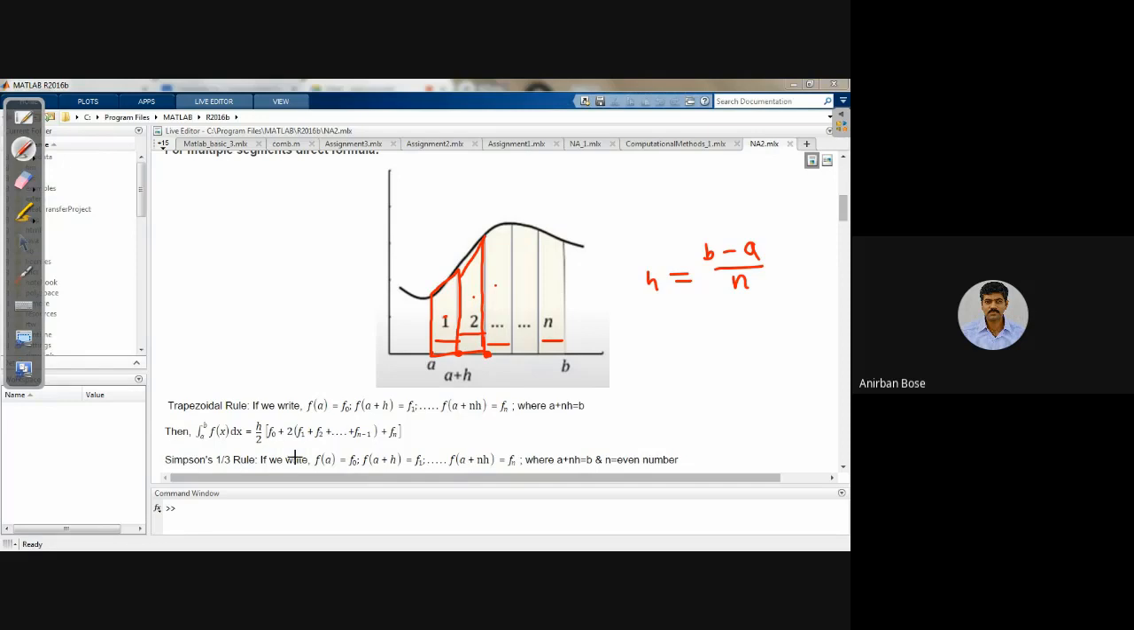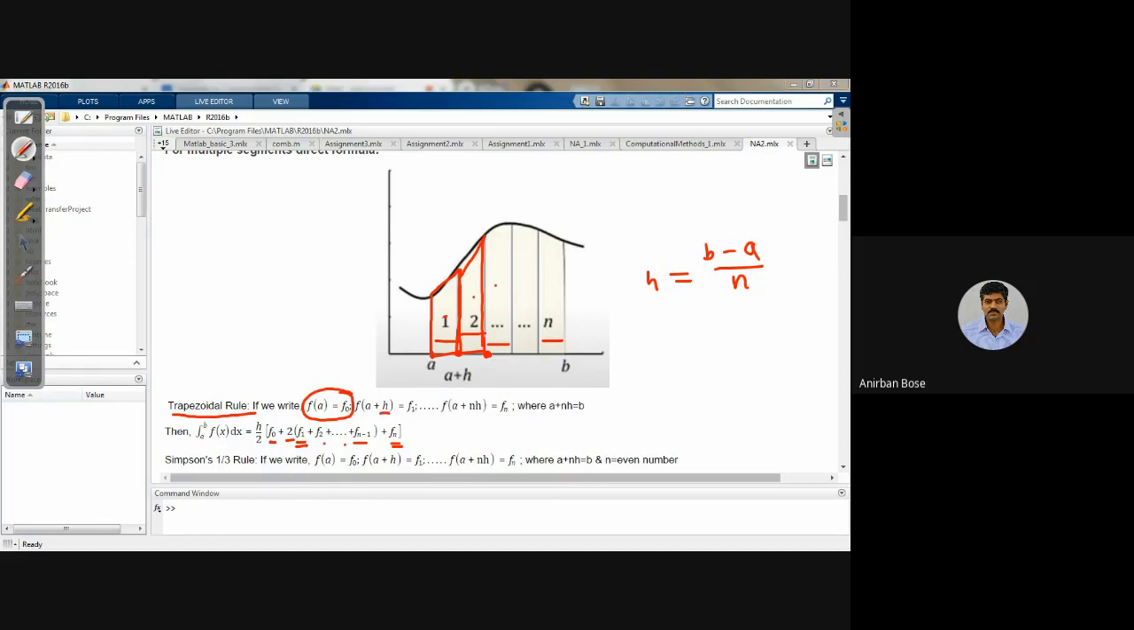So if you do that, then what you will end up with, in case of a trapezoidal rule, is h by 2 into f0 plus 2 into (f1, f2, f3, ... fn minus 1), and finally plus fn. So what is f0? f0 is basically f(a), and f(a plus h) means f1.